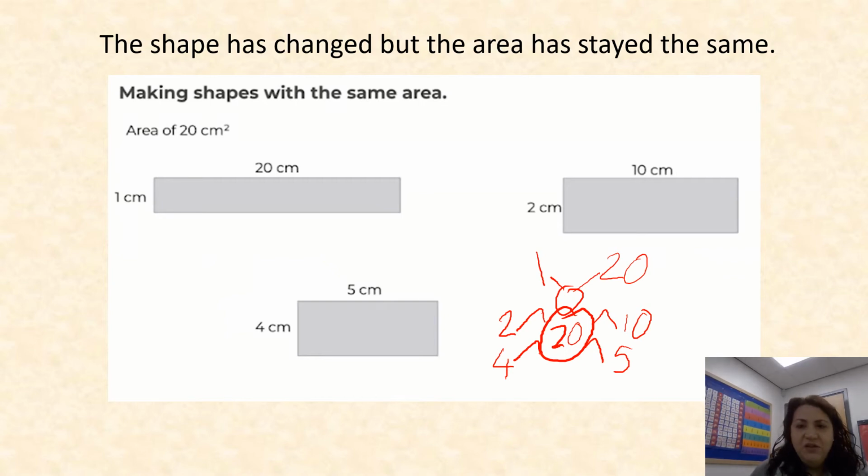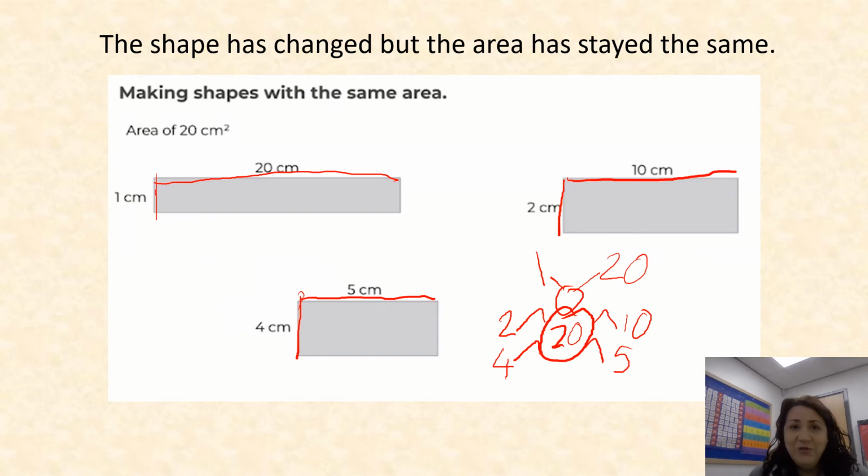So here, using those factor pairs, we've got 1 times 20, which gives us 20 centimetres squared, 4 times 5, which gives us 20 centimetres squared, and 2 times 10. So those are the 3 ways you can make rectangles with the area of 20. And what's really important here is to realise that the shape has changed, but the area has stayed the same. So they take up the same amount of space, but the shape itself has changed.